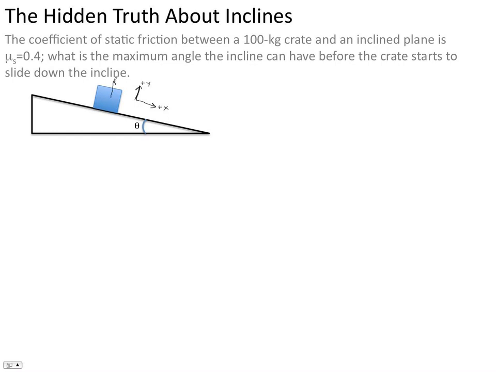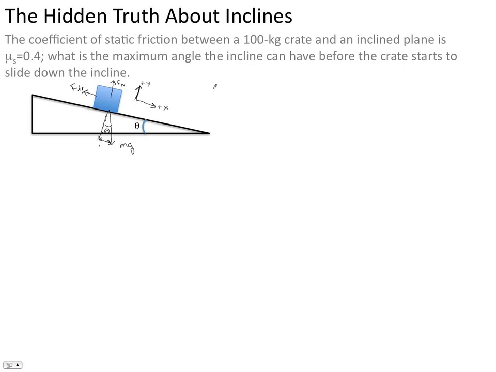And we need to draw a free body diagram. So the forces acting on the crate would be the normal force, the force of gravity, the weight of the crate itself, and friction pointing up the incline. Now the force of gravity points straight down. That's not the y direction in our picture here. So the force of gravity would have a y component and an x component. Keep that in mind as we go through this problem.